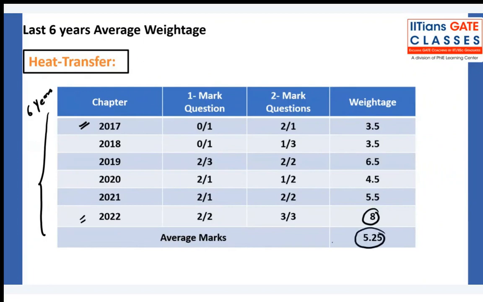5.2 marks for heat transfer. Actually 5.25, that is 5 and a quarter, not 5.5, but 5.25 marks on an average. I have taken the average of 6 years. So I am hoping around 5 marks will come out of heat and mass transfer, plus minus 1 or 2 marks. It can go to 6 marks, it can also go to 4 marks.